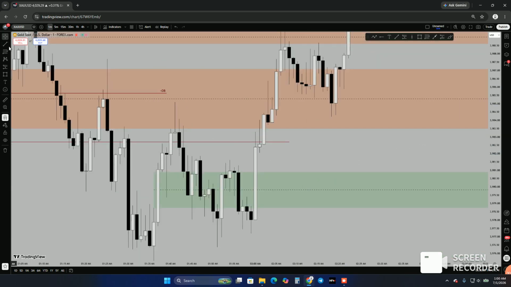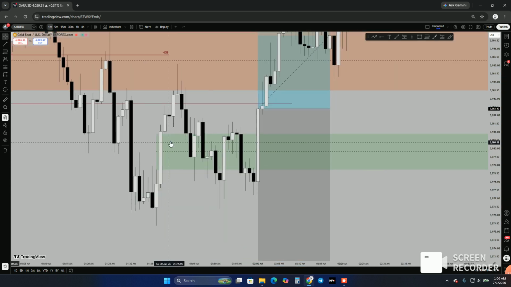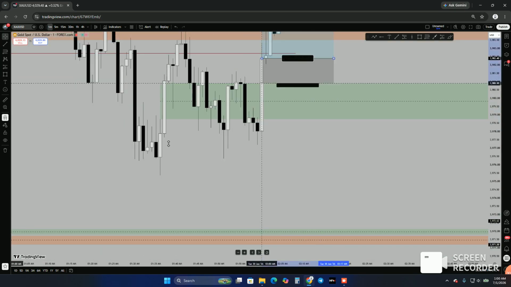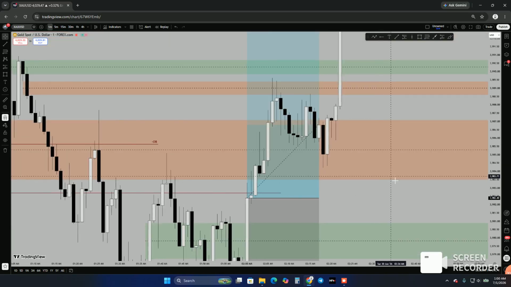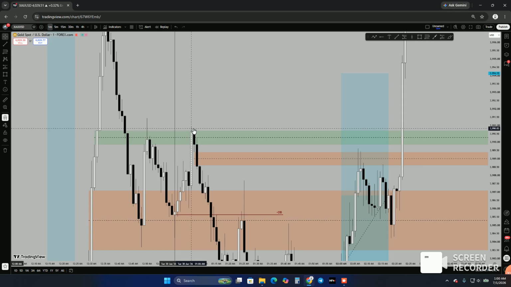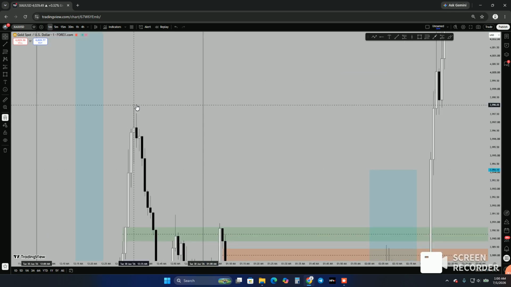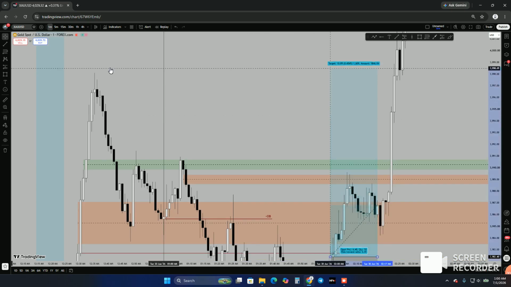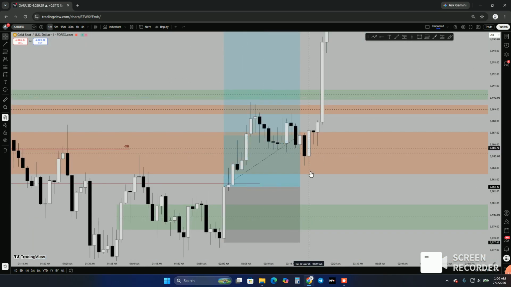So when he closes here, I would like to take a long position from here. Candle closed, and I can see this is the 130. So I would like to take this kind of trade here, and I knew it should go above this high and also this high. This is the recent high, so I can take this trade like that.